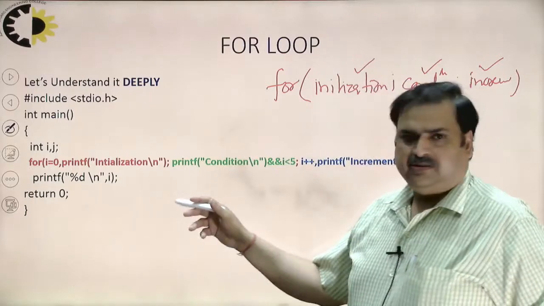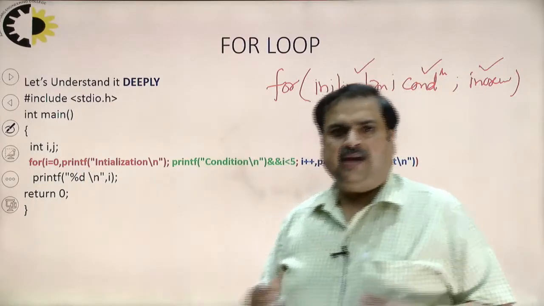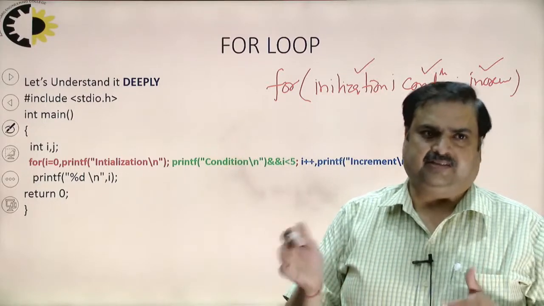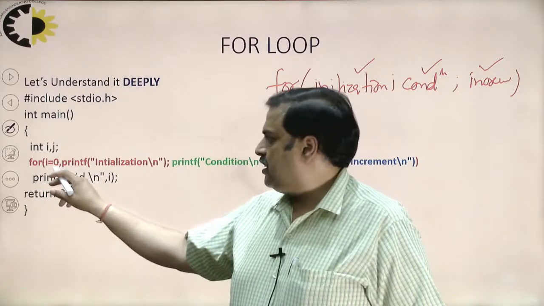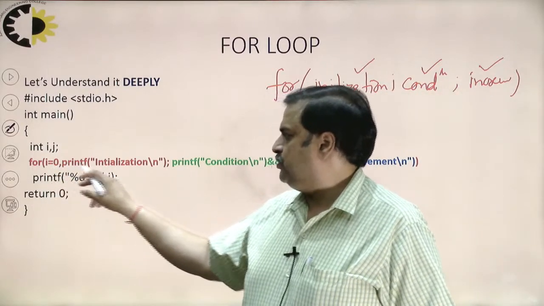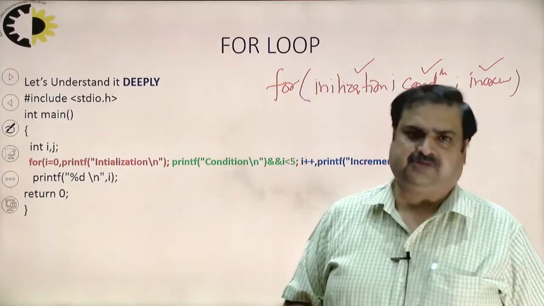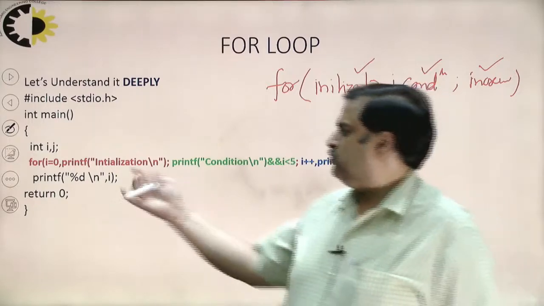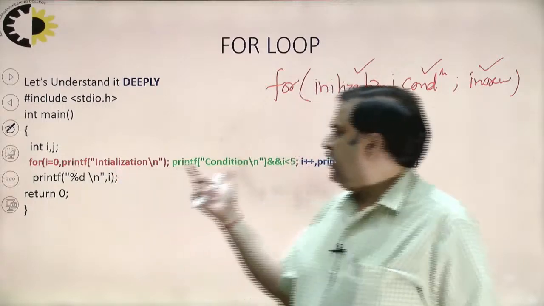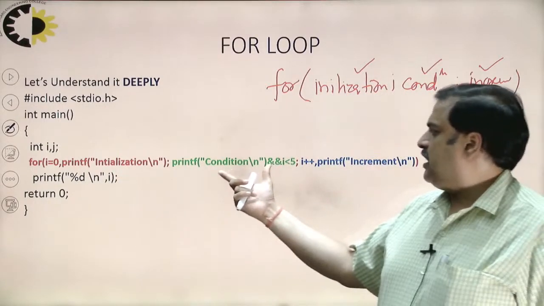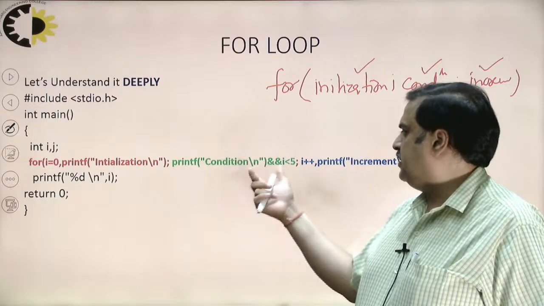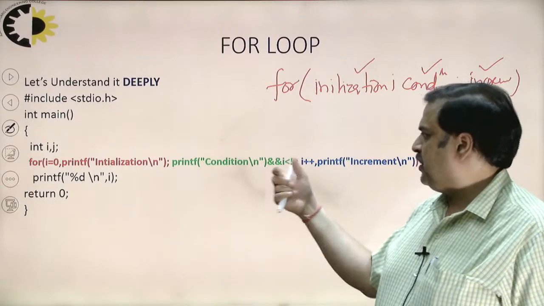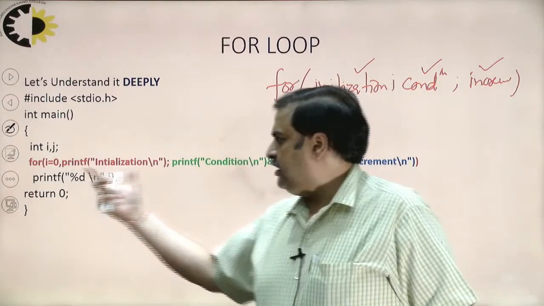For this purpose, I am writing some statements along with the necessary things. For the initialization part, I have written I is equal to 0 and I have used one printf statement. This printf statement will be executed whenever control comes into this initialization part. For the condition part, I have combined this printf with our required condition, that is I is less than 5. How is this working?